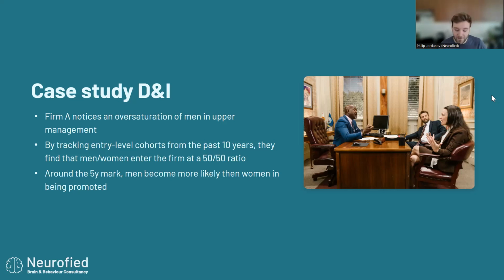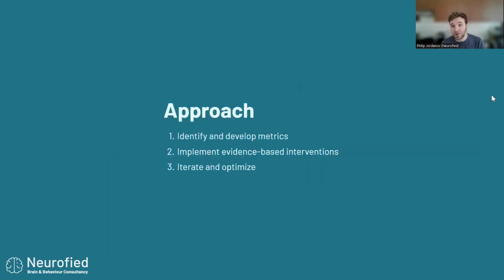So in this 5-year mark, they really dive into it. And what they find using the following approach is this. They identify and develop the metrics that are needed. They implement an evidence-based intervention, and then they iterate and optimize. So this is an approach that you want to keep top of mind all the time. Identify your metrics, then you implement an intervention, then you iterate and optimize.